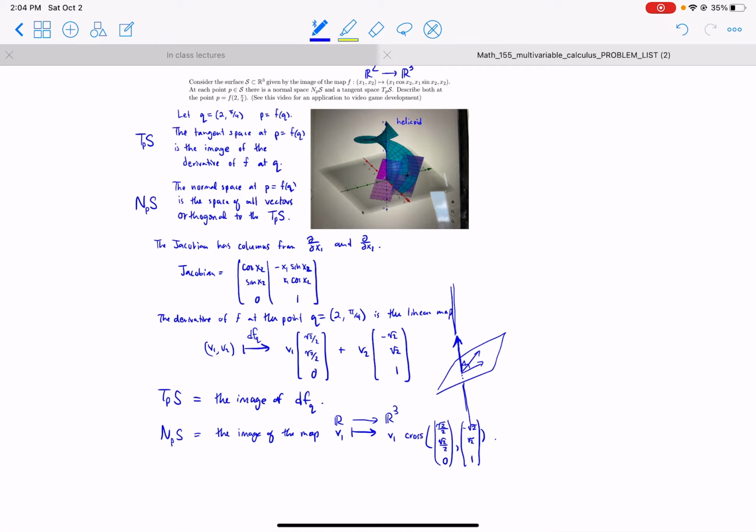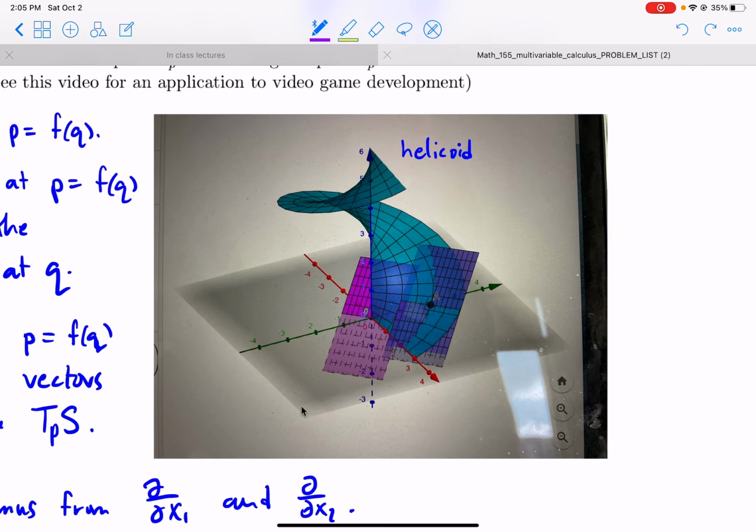Okay, now I will explain a little bit more about this picture. This is the end of your answer, but now I'm going to explain a little bit more. So in this picture, we see that the tangent space passes through the origin, the point 0, 0, 0. So the tangent space contains the origin.